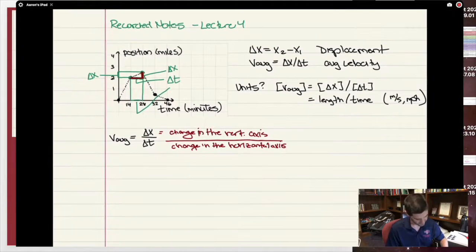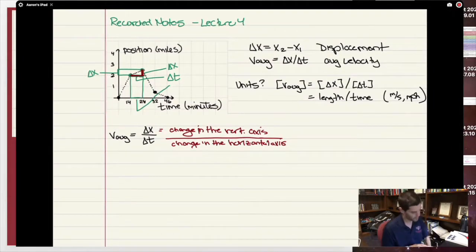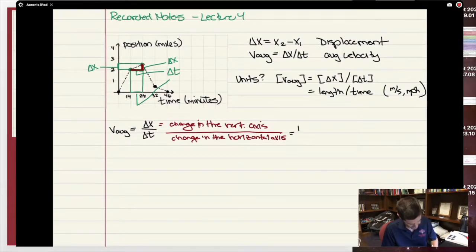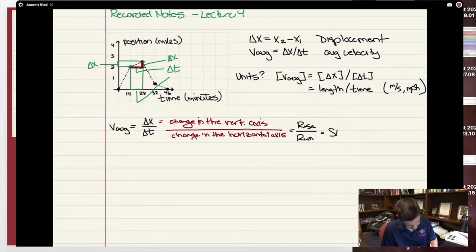That may sound familiar because that is nothing more than, in terms of this graph, rise over run, or in other words, the slope of the curve between those 2 points. If I pick 2 points as a start and end point and I draw a line between them, the slope of that line is delta x over delta t, rise over run. That slope is indeed just the average velocity.